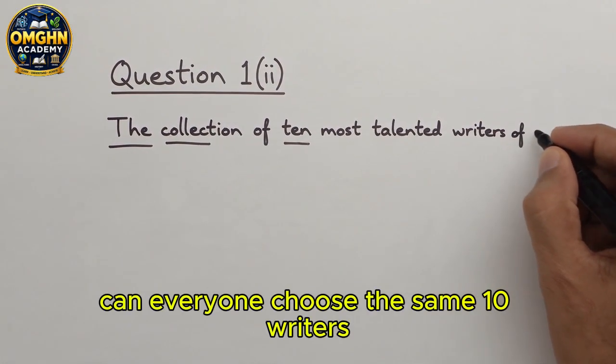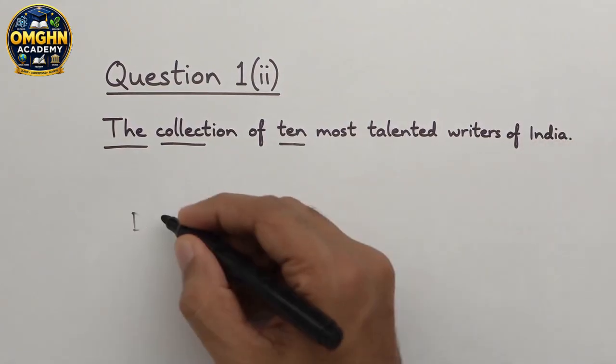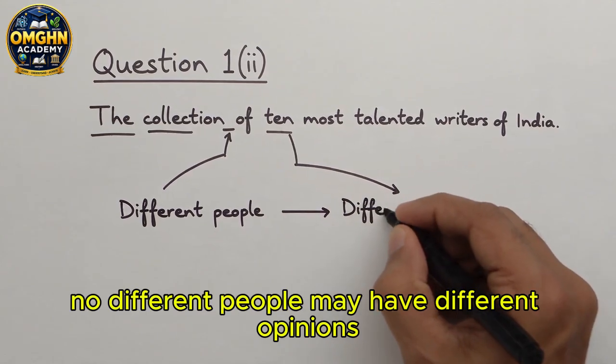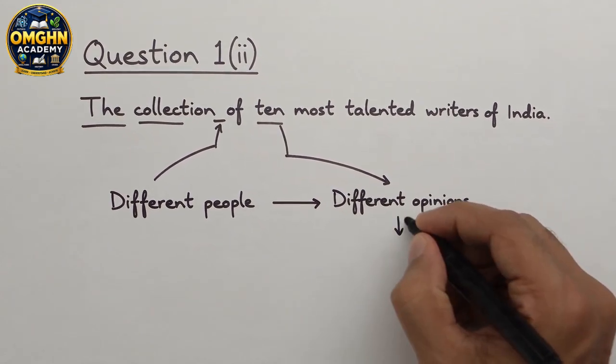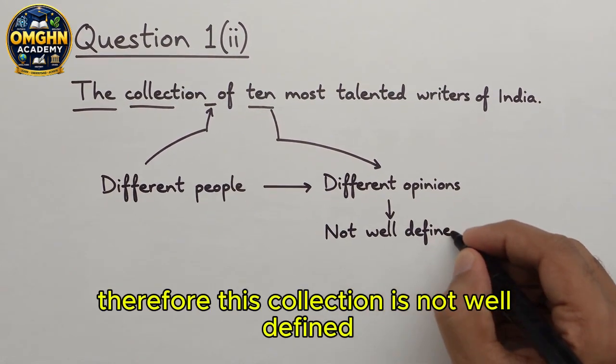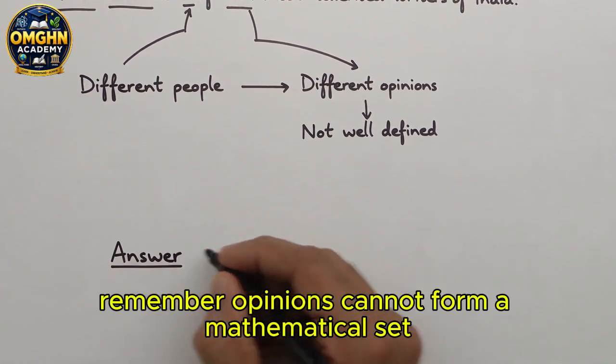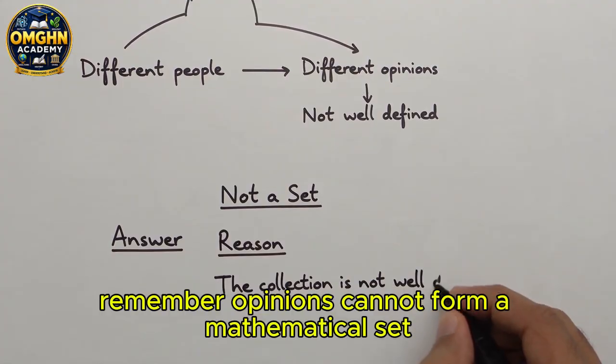Can everyone choose the same 10 writers? No. Different people may have different opinions. Therefore, this collection is not well defined. Remember, opinions cannot form a mathematical set.